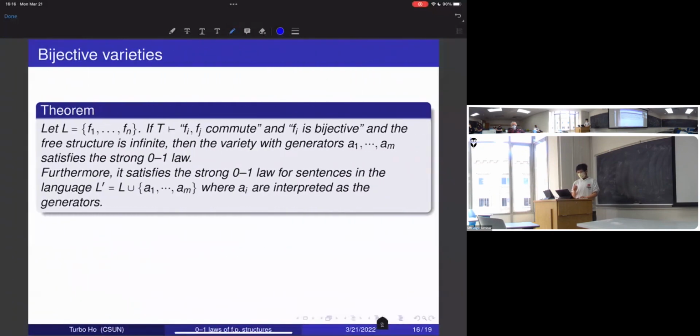But you can actually get a little bit more. You can even name the generators.